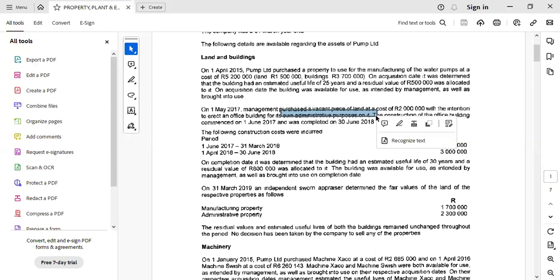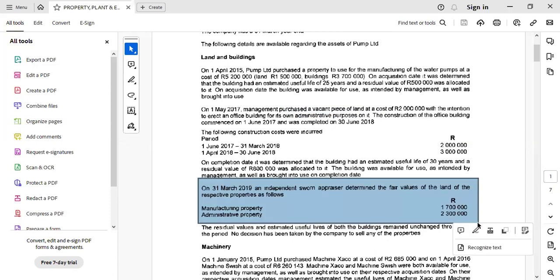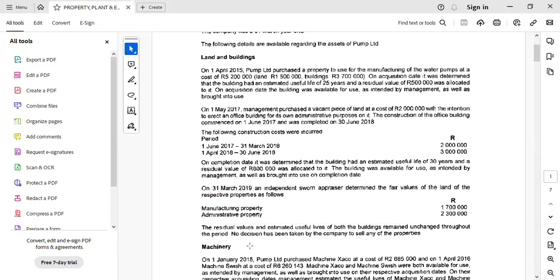Right. On 31 March 2019, an independent sworn appraiser determined the fair values of the land of the respective properties as follows. We have 1.7 and 2.3. That's the revaluation of the land. That is on 31 March 2019. At the end of the current year, remember our year is ending in 2019. The residual values and estimated useful lives of both the buildings remained unchanged throughout the period. No decision has been taken by the company to sell any of the properties.